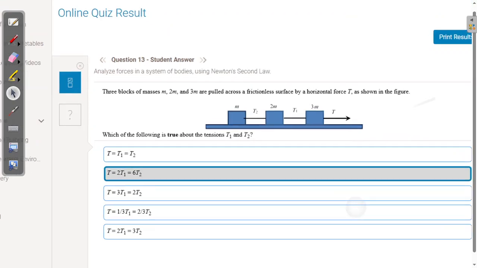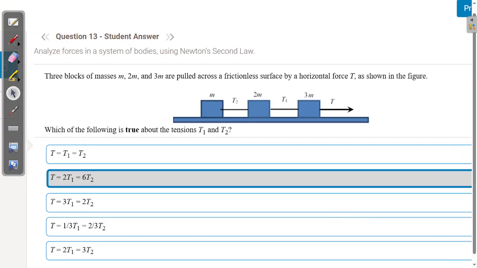Okay, 3 blocks of masses m, 2m and 3m are pulled across a frictionless surface by a horizontal force T as shown in the figure. Which of the following is true about the tensions T1 and T2?